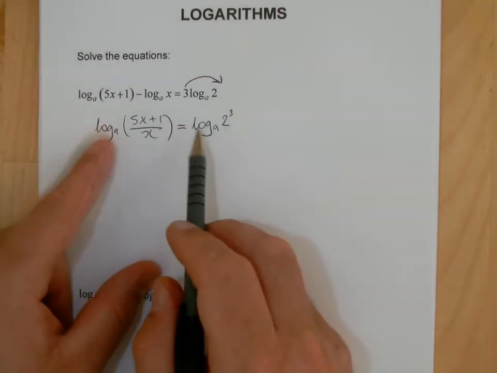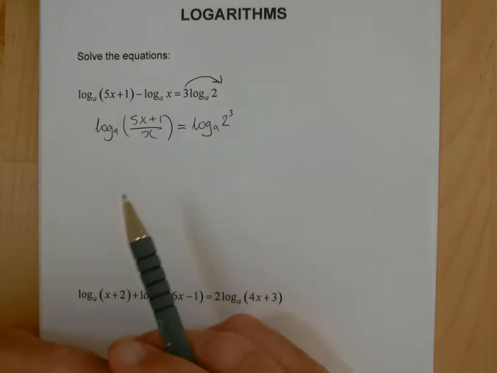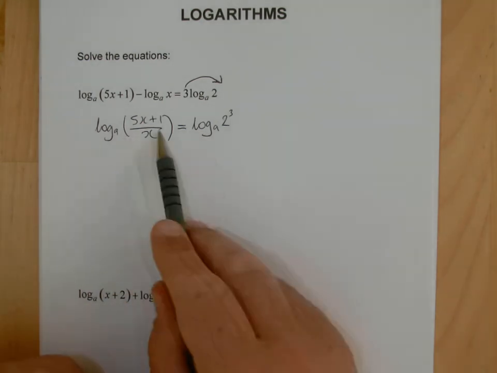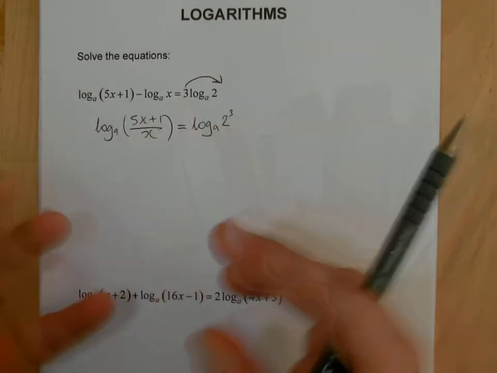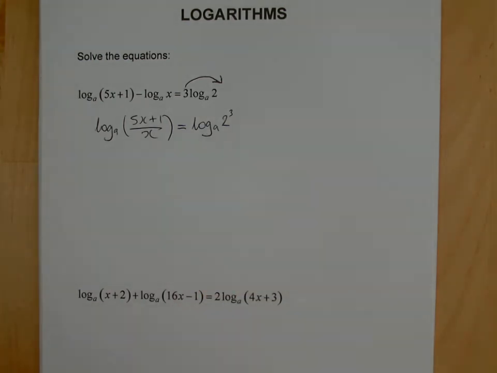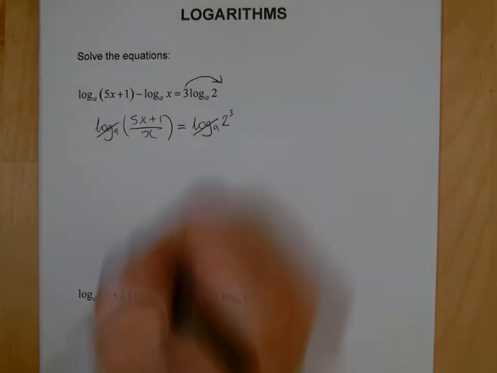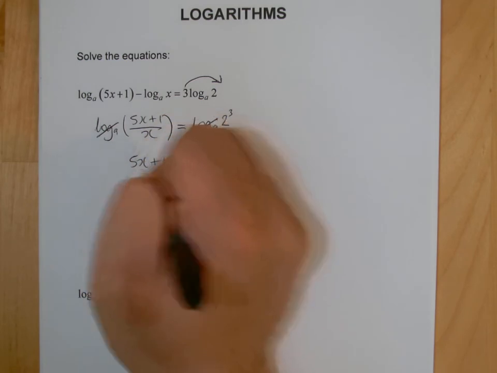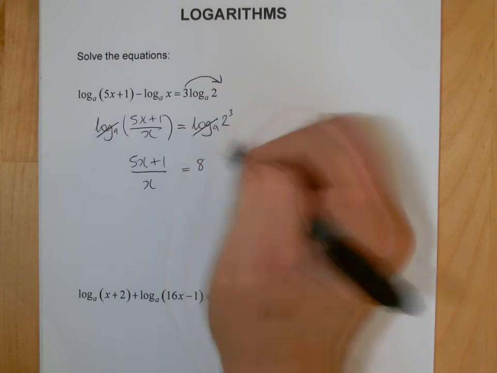When I've got a single logarithm on both sides, I can actually cancel out the logarithms. I'm allowed to do that because if the log of this equals the log of that, then this has got to equal that. Just like when you cancel down an equation, if you've got a factor of 2 on both sides, you can divide by 2 and cancel it out. It's the same thing here. So the logs cancel, and I'm left with 5x plus 1 over x equals this, which of course, 2 cubed is 8, so I can write that there.